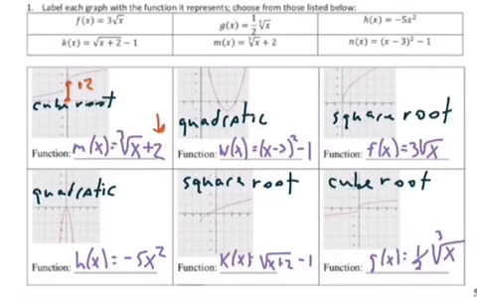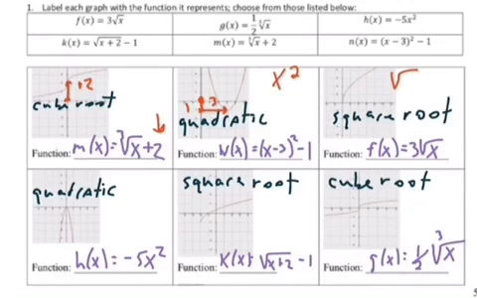The next would be a quadratic, so you would have to pick one of the equations with an x squared in it, and again, if comparing it to 0, 0, you would see that this went down 1 and to the right 3, making it (x - 3) squared - 1.